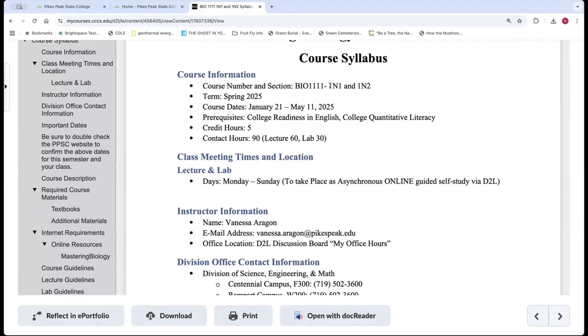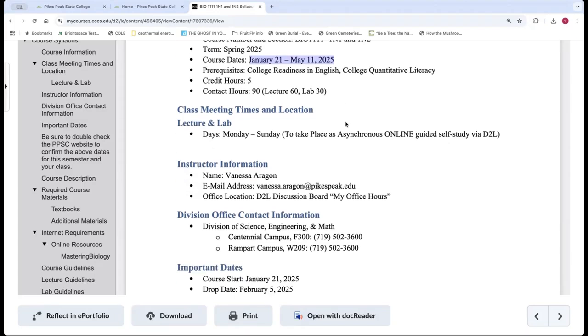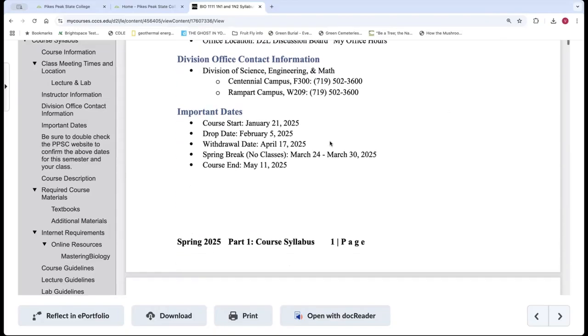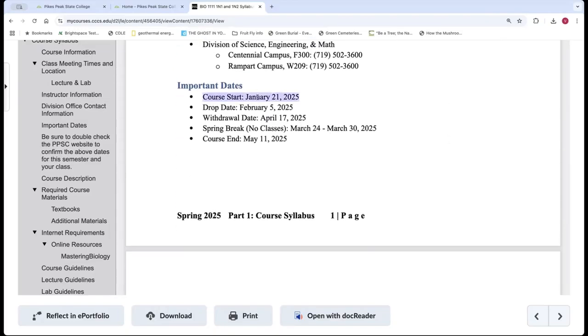Alrighty, so this is your section. You are either in section 1N1 or you are in section 1N2, but we are all together in this course shell. Here are your course dates, January 21st through May 11th of 2025. This is with your day of the week beginning on Monday and your day of the week ending on Sunday. It is to take place asynchronous online guided self-study. That's something we already went over. Here's my instructor information. We went over that also.